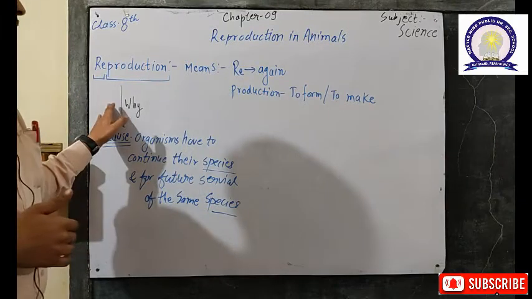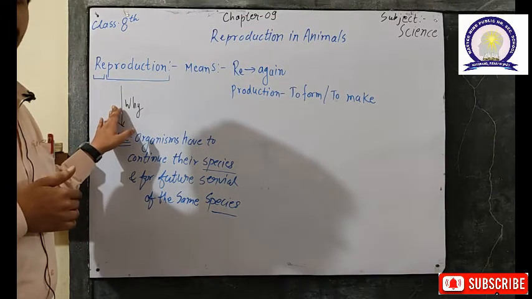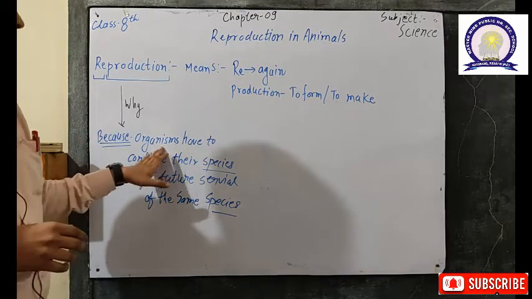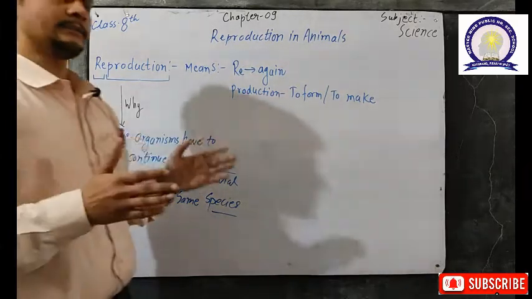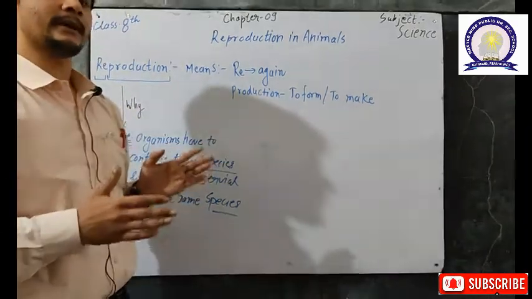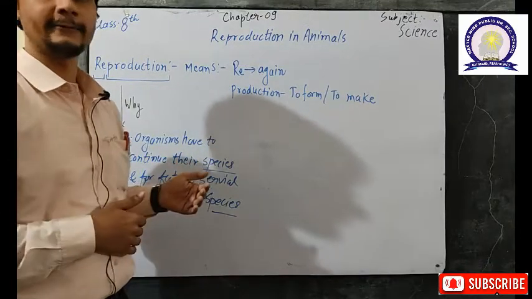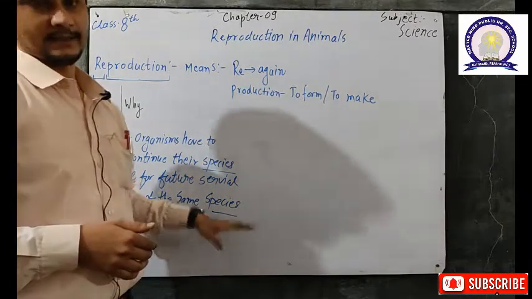Now one more question arrives: why is it required for organisms to reproduce? Because the first basic reason is that organisms have to continue their species. That means all organisms have to make their own copy so that their species can continue in the life form, and second, for the future survival of the same species.